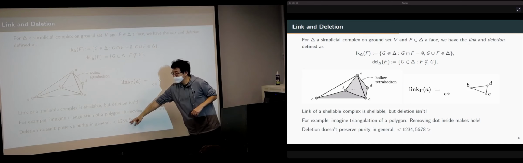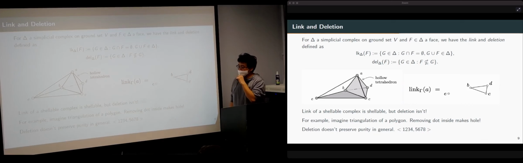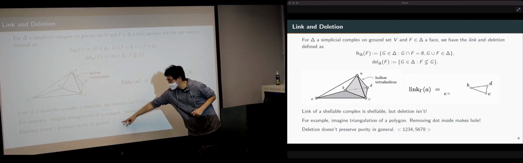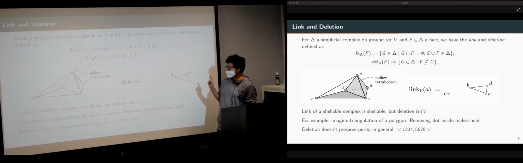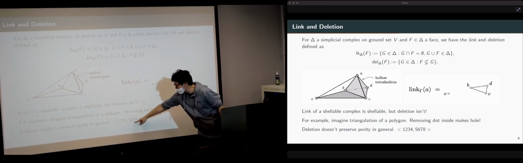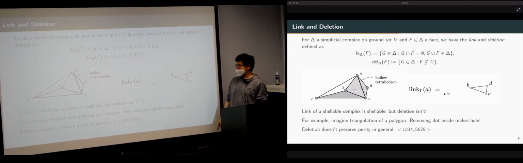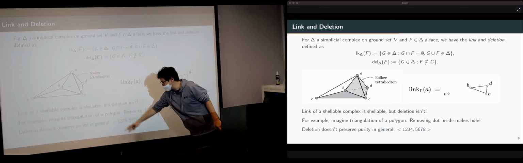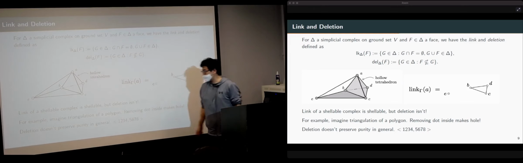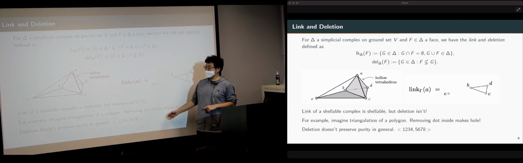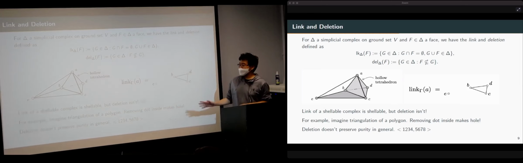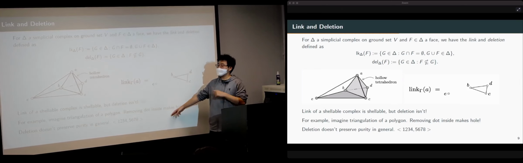And also, deletion doesn't even preserve purity of a complex in general. If you have a simplicial complex that is generated by these two facets, 1, 2, 3, 4 and 5, 6, 7, 8, and now you take the deletion by 1, then in the new complex, what are the facets? This is still going to be an inclusion-wise maximal set, so that is a facet. And since 1 is being deleted, you now have 2, 3, 4 as a facet inside the new complex. So that is not going to be pure anymore. So in general, deletion behaves quite chaotically for simplicial complexes.